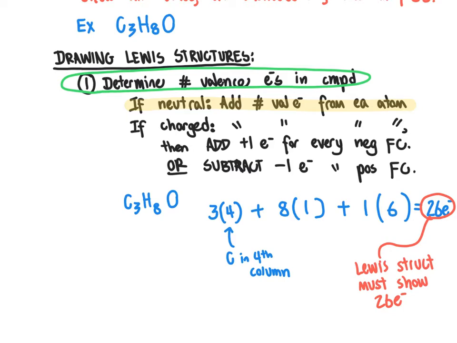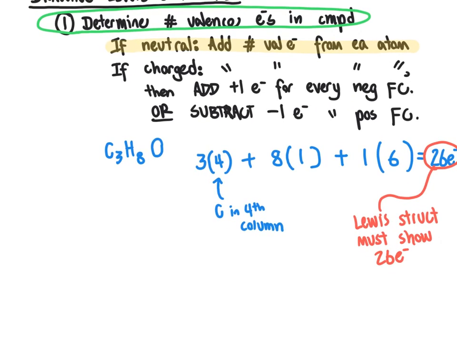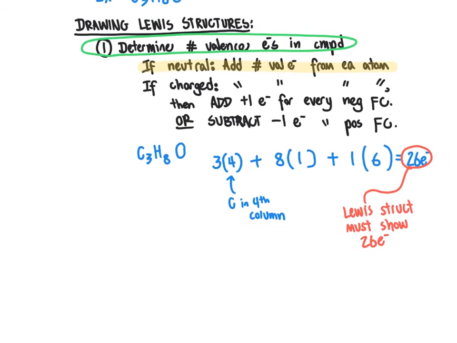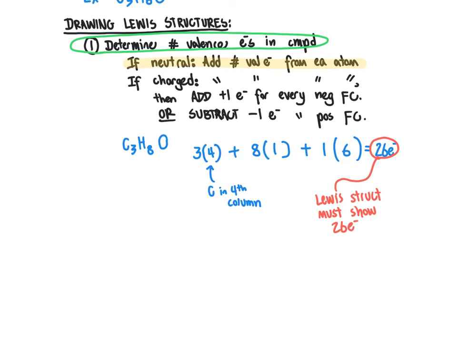So in our second step here, what we're going to do, adding point 2 to our list here of drawing out possible structures for organic molecules using these Lewis structures, is we're going to determine possible arrangements of atoms.